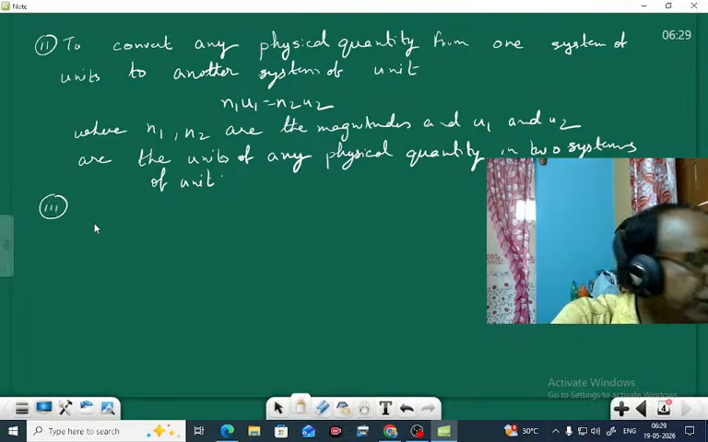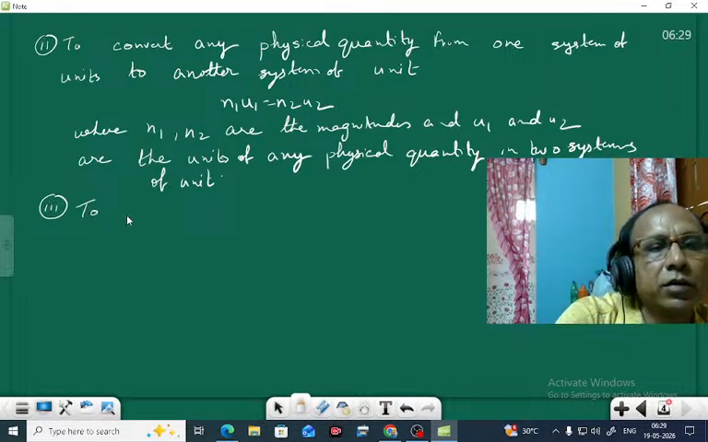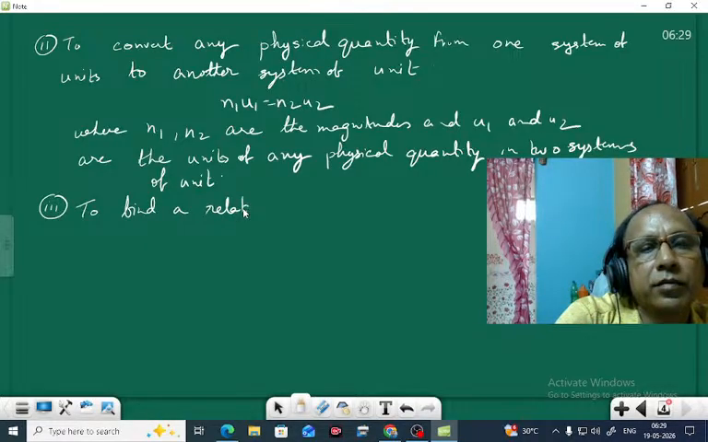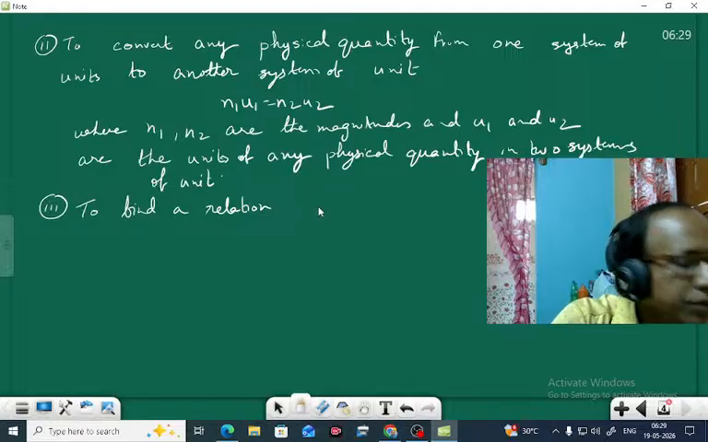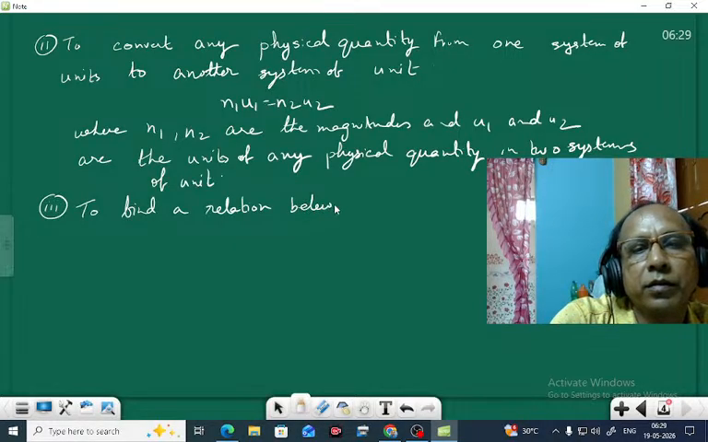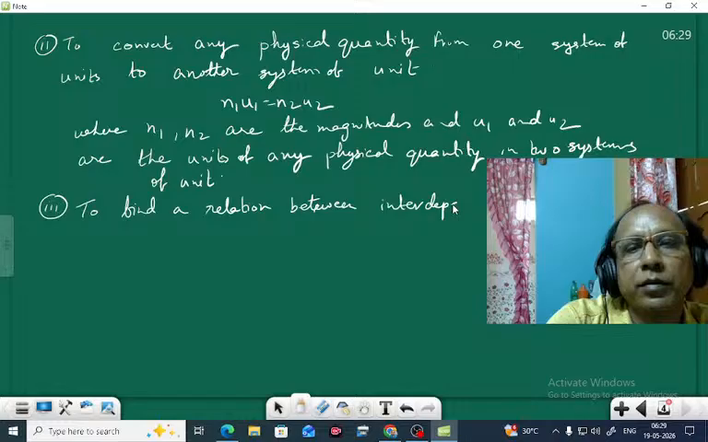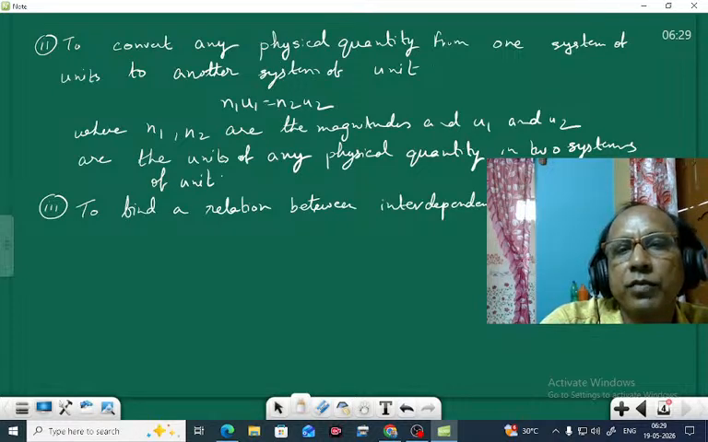Number three is to find a relation between interdependent physical quantities.